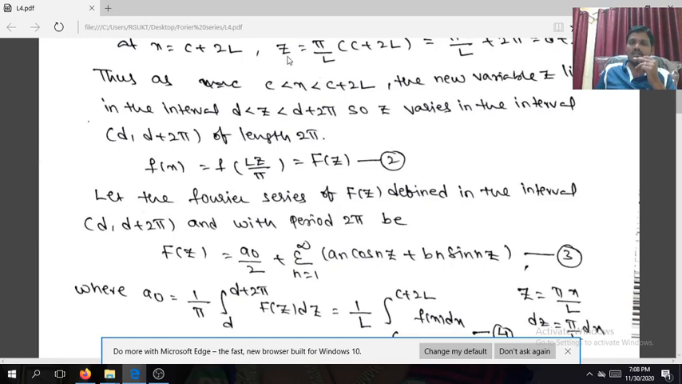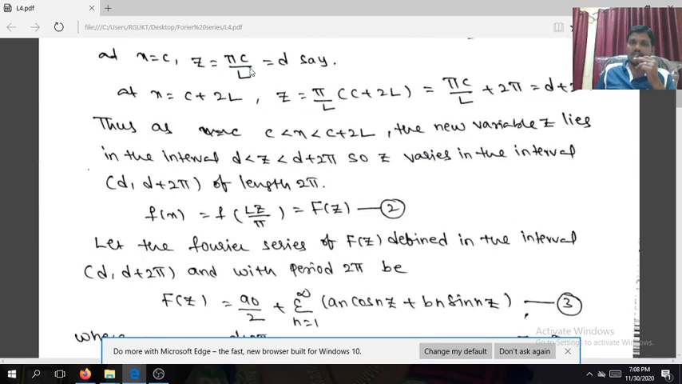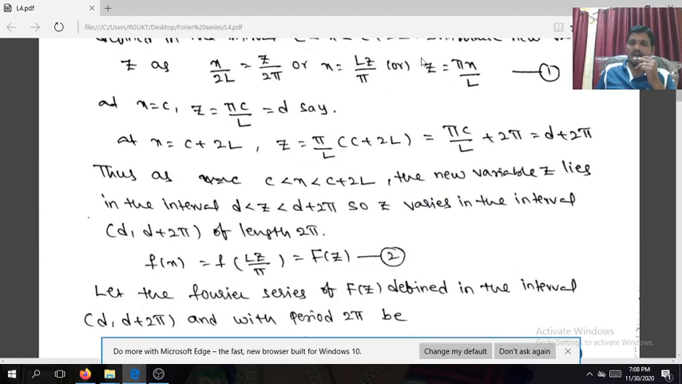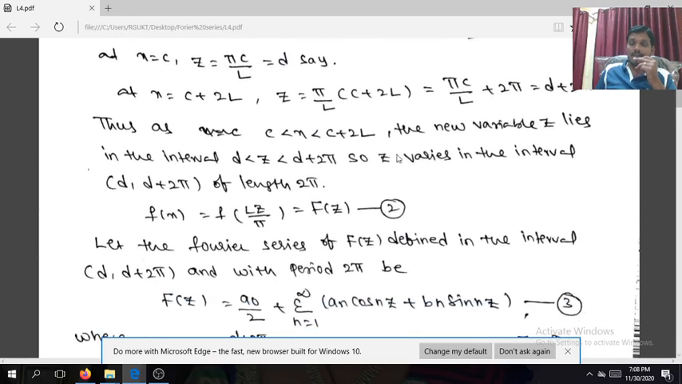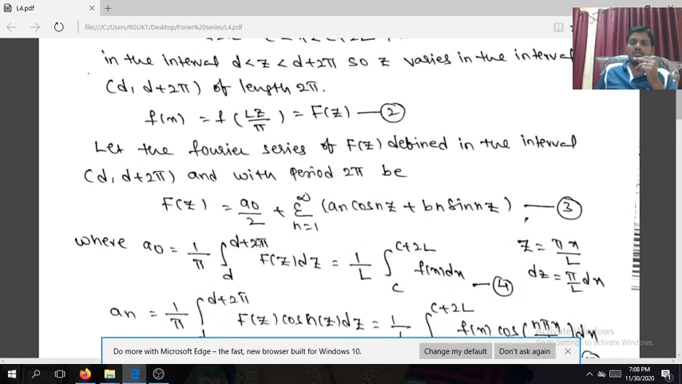See, here f of x is a periodic function with arbitrary period 2l. When you take the substitution z equals pi x by l, capital F of z is a periodic function with period 2 pi. Okay, so this is the Fourier series expansion: F of z equals a naught by 2 plus summation n equals 1 to infinity a n cos nz plus b n sin nz. Say this is equation number 3, right?